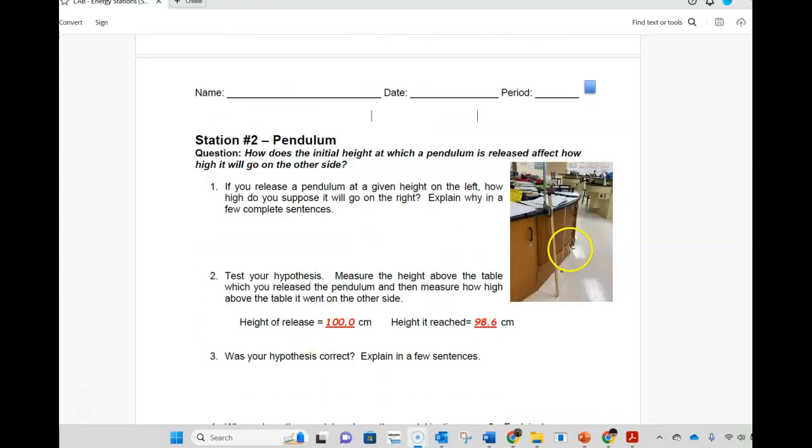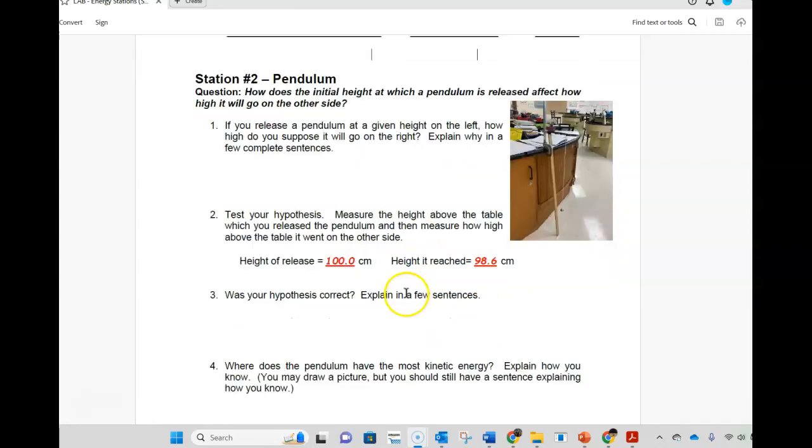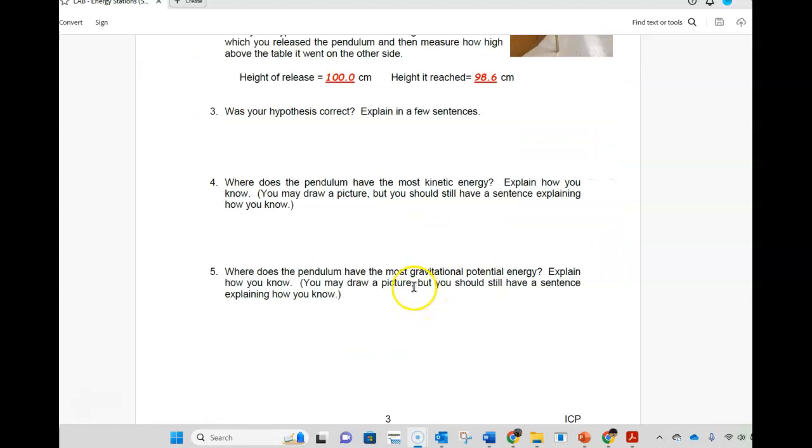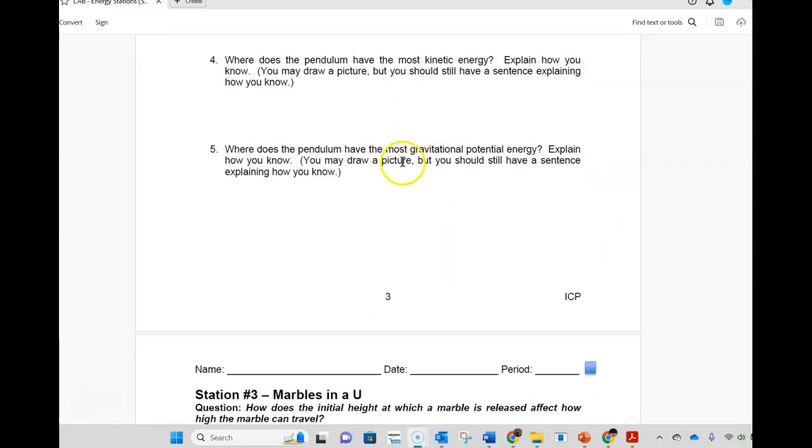For station 2, there's a video to show what an actual pendulum is. Essentially all we did was take the pendulum and start at a certain height. This is the height from which we released it. Then when we let it go, we measured how high it reached on the other side, which is this measurement. You're going to answer these questions in at least one complete sentence in order to get full credit.